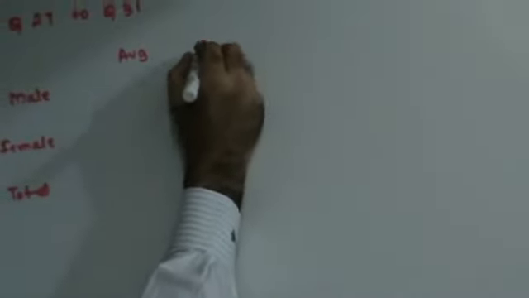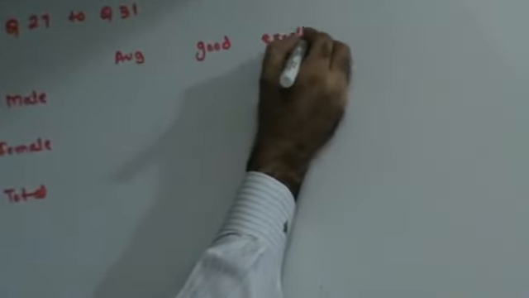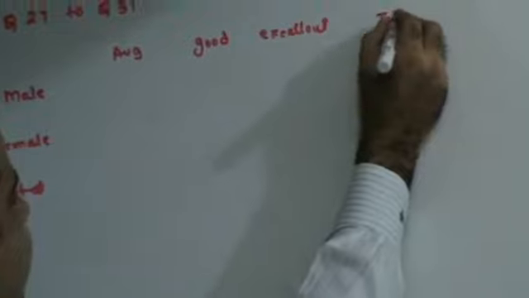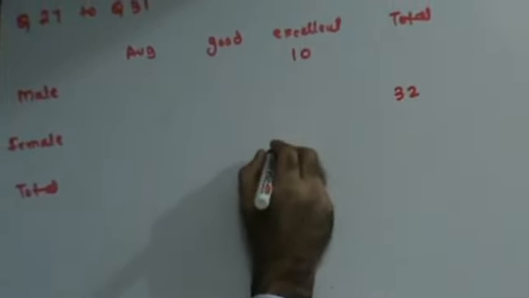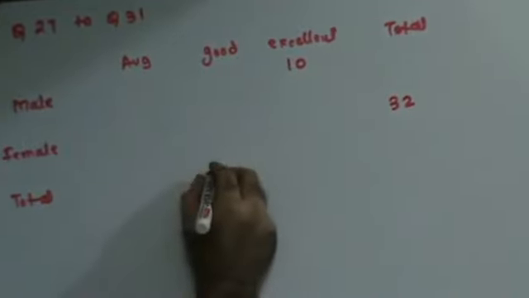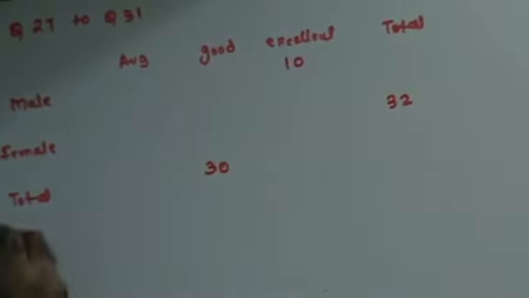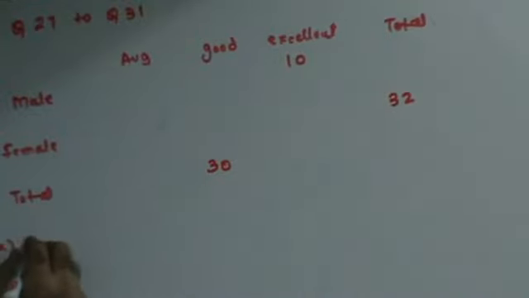We're going to do question number 27 to question number 31. Now they've given you a table here: male, female, total; average, good, excellent, total; 32, 10, 30. That's it.